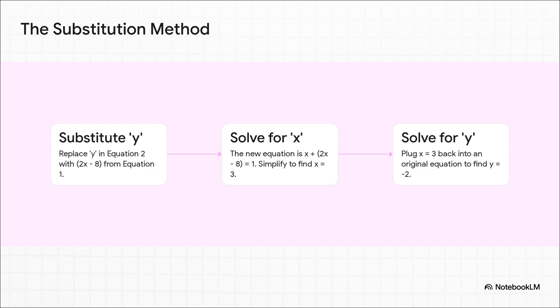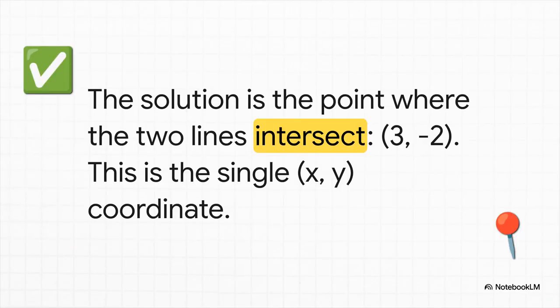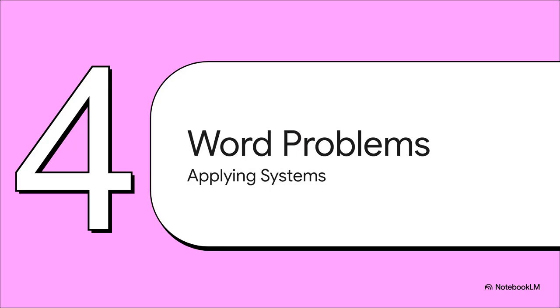We can solve that easily and find x equals 3. Then, we just plug that 3 back into the first equation to find out that y equals negative 2. And there we go. That's it. The one and only point where these 2 lines cross is at the coordinate (3, -2). That's our solution. Okay, you've made it to the final section. Let's take everything we just learned and apply it to what, let's be honest, can feel like the hardest part, turning a story problem into actual math.